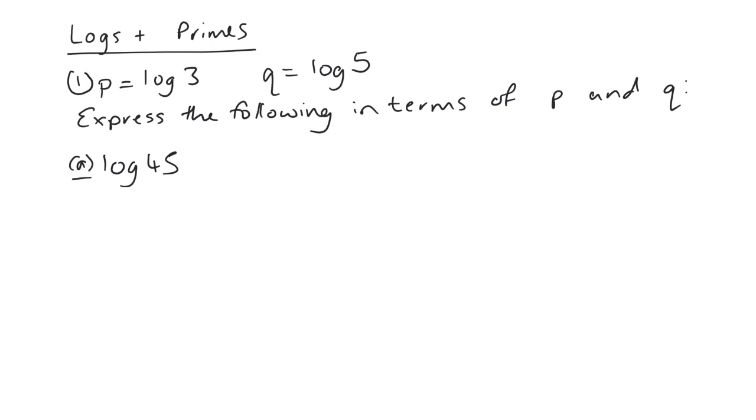Okay, we'll look now at logs and prime numbers. So if p equals log 3 and q equals log 5, express the following in terms of p and q. So remember now, these are log to the base 10 because it just says log. So our first one then is log 45.